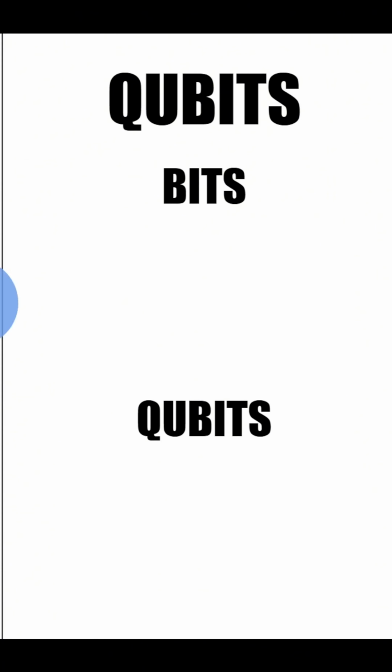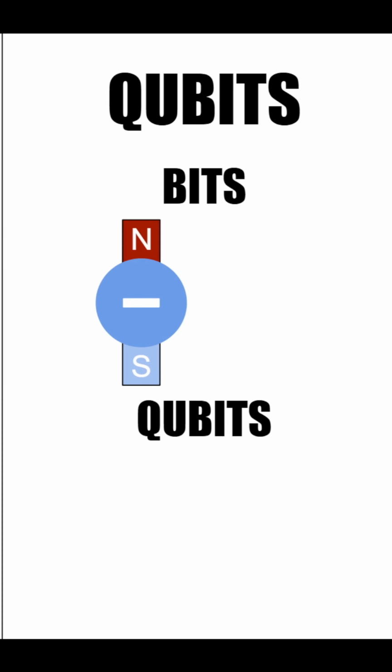When we put electrons in a magnetic field, they have a north and a south pole. And here we can see the 0 state, where north is facing up and south is facing down. But we could also have the 1 state, where south is facing up and north is facing down. And that first electron represents 1, and that second one represents 0.